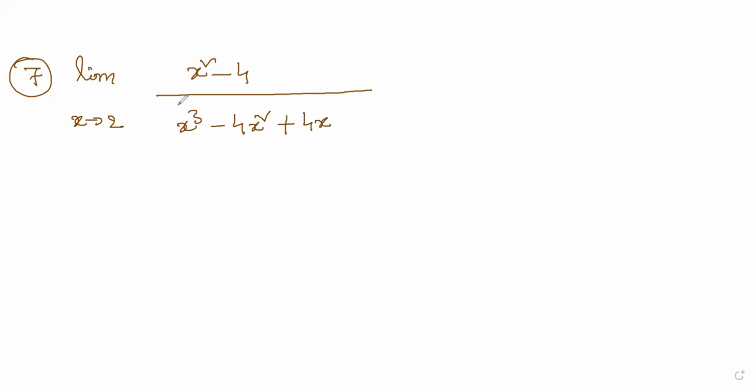Limit x tends to 2, (x square minus 4) whole divided by x cube minus 4x square plus 4x. This is what they have given. When you substitute x equal to 2, you see it's a disaster, obviously.